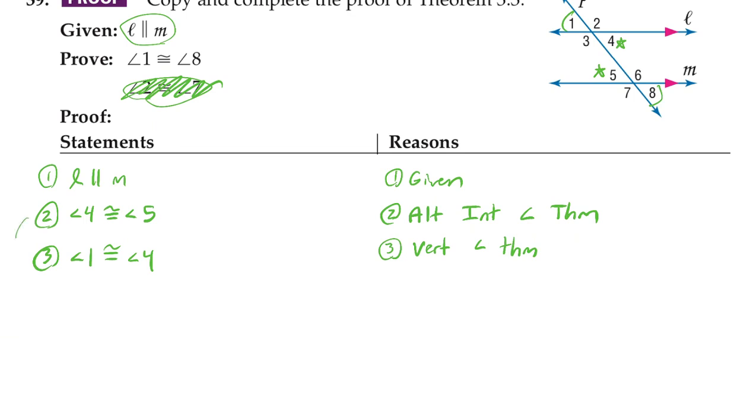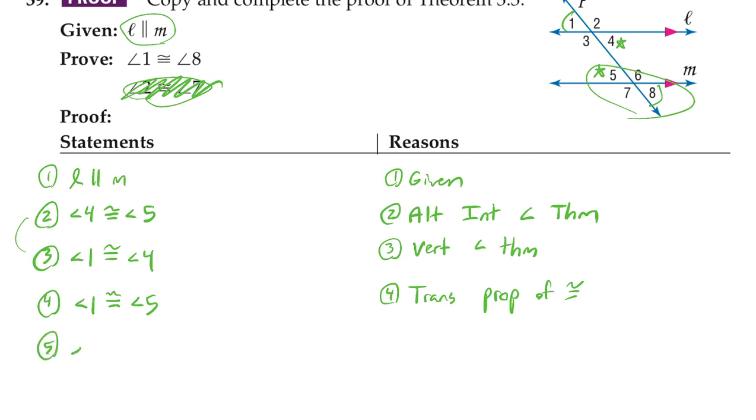Now we can put these two together, and what we get is that angle 1 must be congruent to angle 5. That's the transitive property of congruence. You're starting to see which ones we use a lot. But we want to show 1 is the same as 8, and we know over here 5 and 8 are interchangeable.